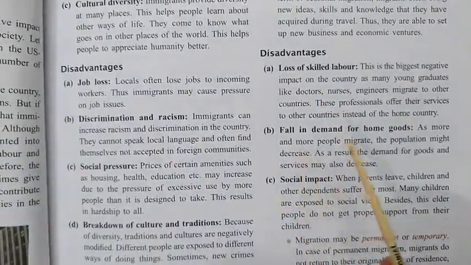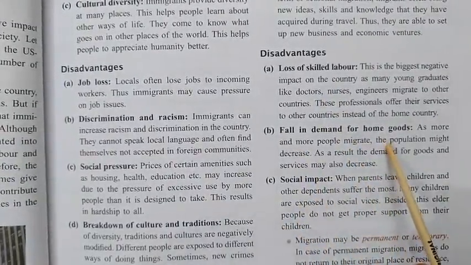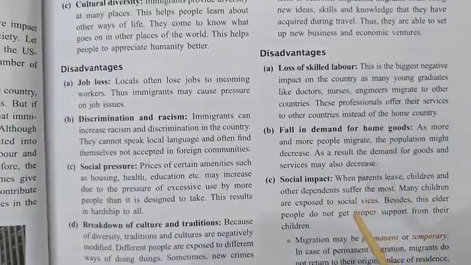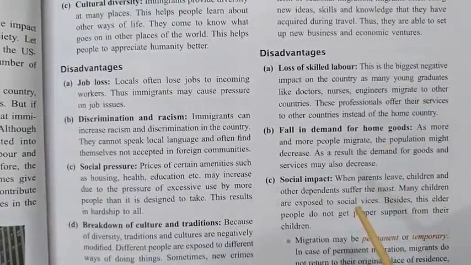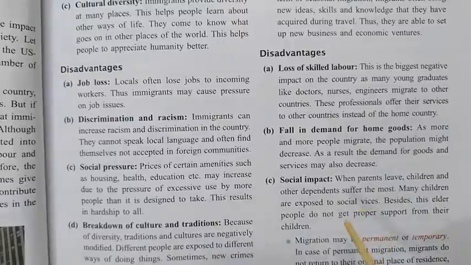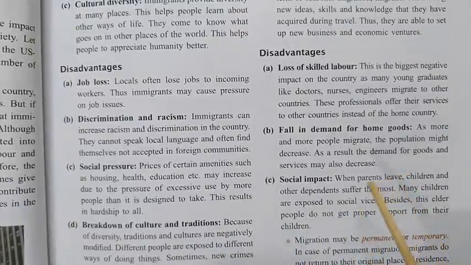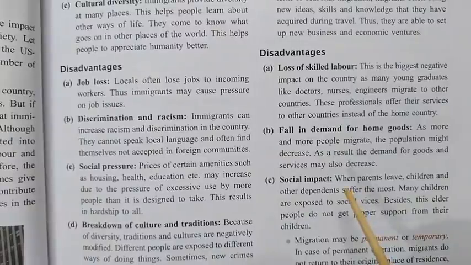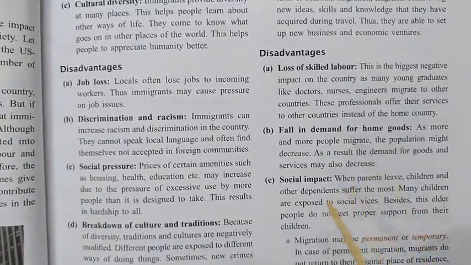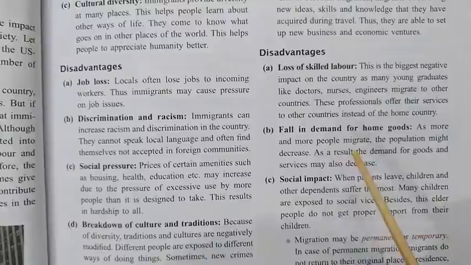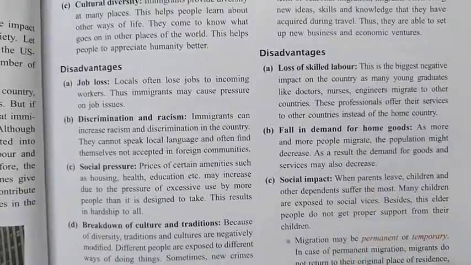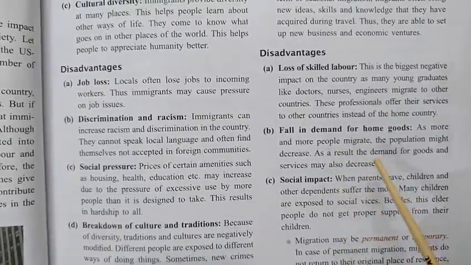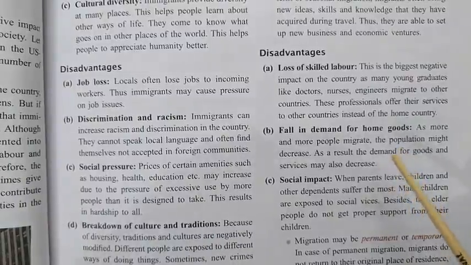The second thing is the fall in demand for home goods. Suppose a very large number of people migrate to other countries, then there is a decrease in population, and a fall in the demand for home goods can be seen. We can take the example of Syria.